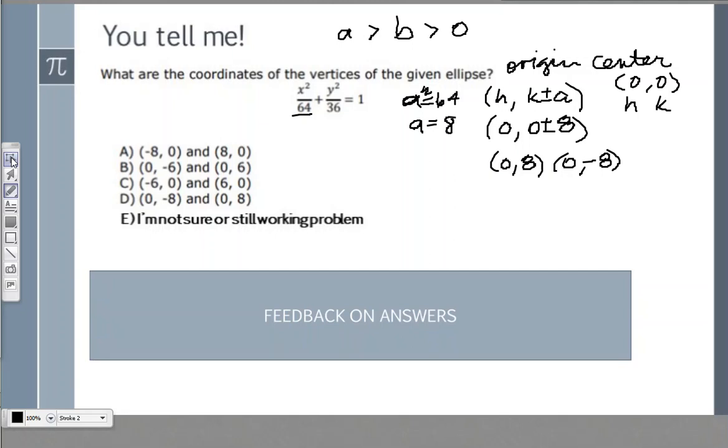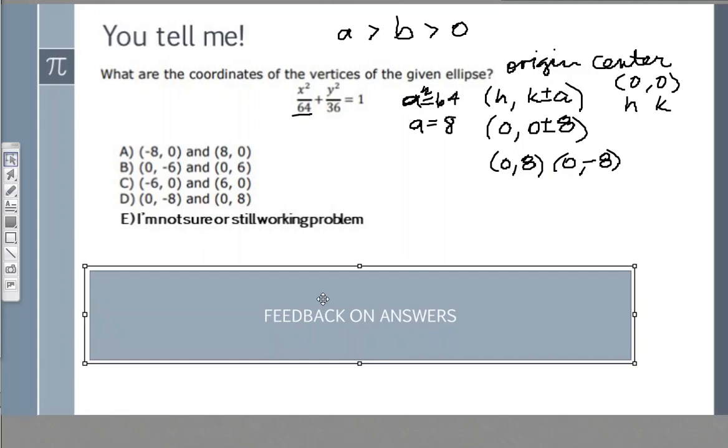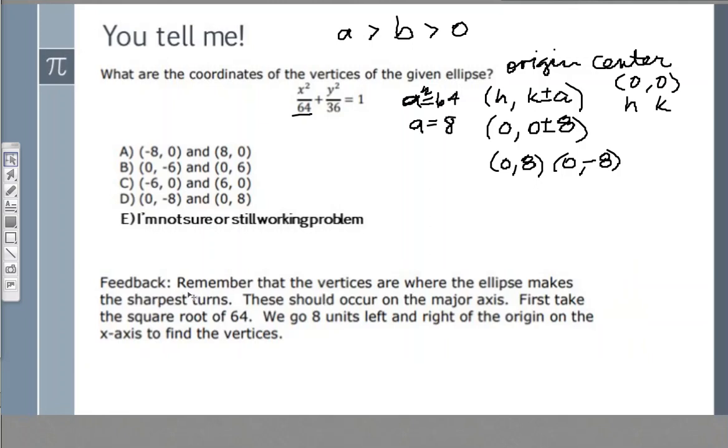I think I put boxes around everything else. Oh wait, no it's not. Ah, I did that backwards, sorry. It's D. So remember that the vertices are where the ellipse makes the sharpest turns, and these are going to occur on the major axis. I'm sorry, I had it right the first time. It is that. I was looking at the vertical thing. That's my bad. I was looking at the vertical summary instead of the horizontal summary. I knew it was horizontal because this is my largest value. Okay?